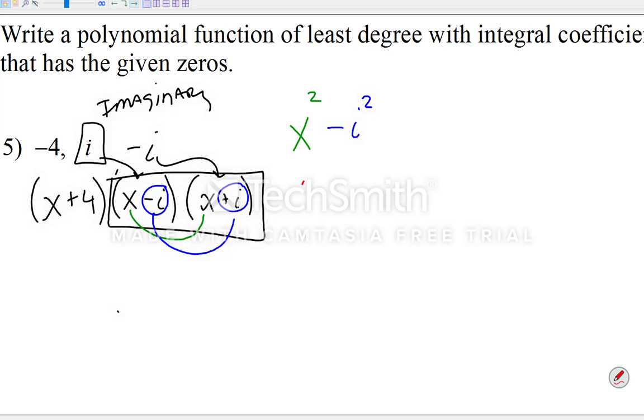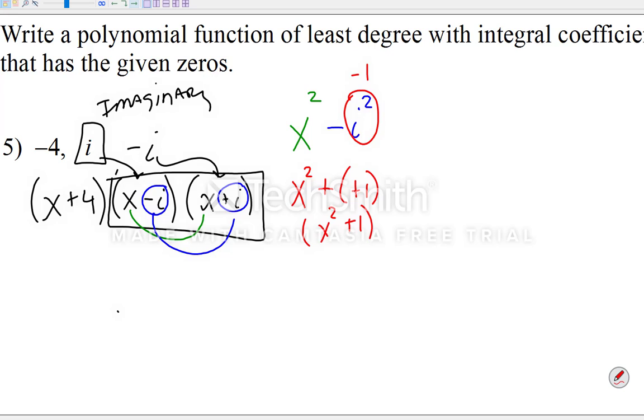So x squared is going to stay the same. The i squared, remember from when we talked about introducing imaginary numbers, i squared is always negative 1. So it's minus a negative 1. Well, what happens to it? Two negatives make a positive, x squared plus 1.